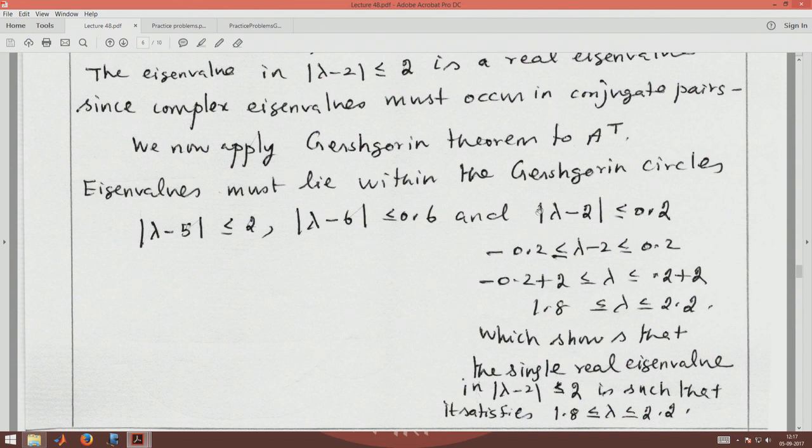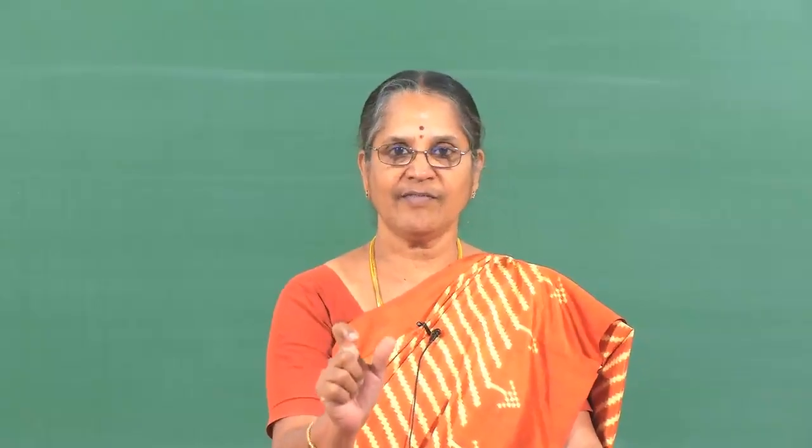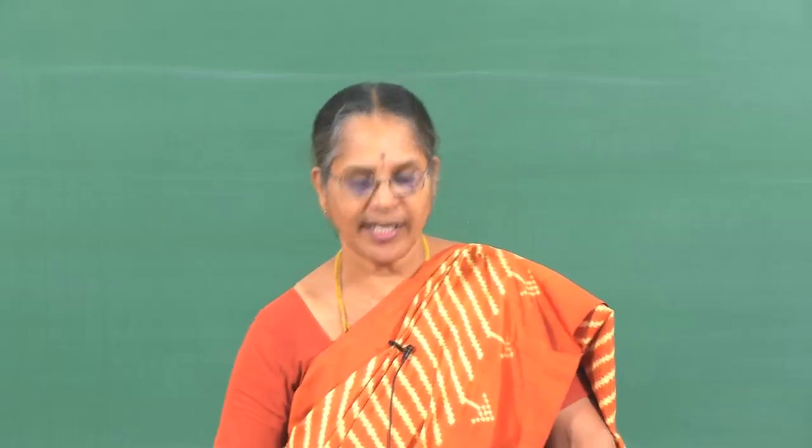Right. So, you observe that this is that disjoint circle with center at the point 2, and this result which is obtained from the columns of A tells us that that single eigenvalue which lies in the disjoint circle must be such that lambda must be greater than or equal to 1.8 and less than or equal to 2.2, and so lambda lies in the interval 1.8 to 2.2. So, it clearly gives you an interval within which this single eigenvalue lies within that disjoint circle.